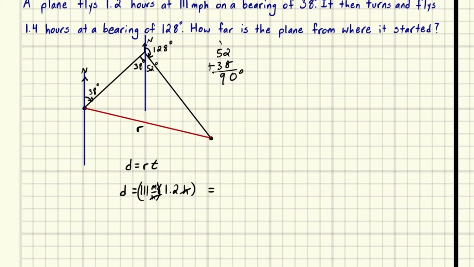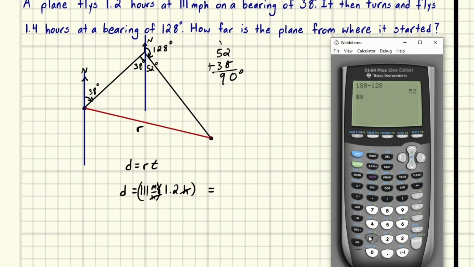So we need to do 111 times 1.2. We get 133.2. So that means that this first part of the journey was 133.2.